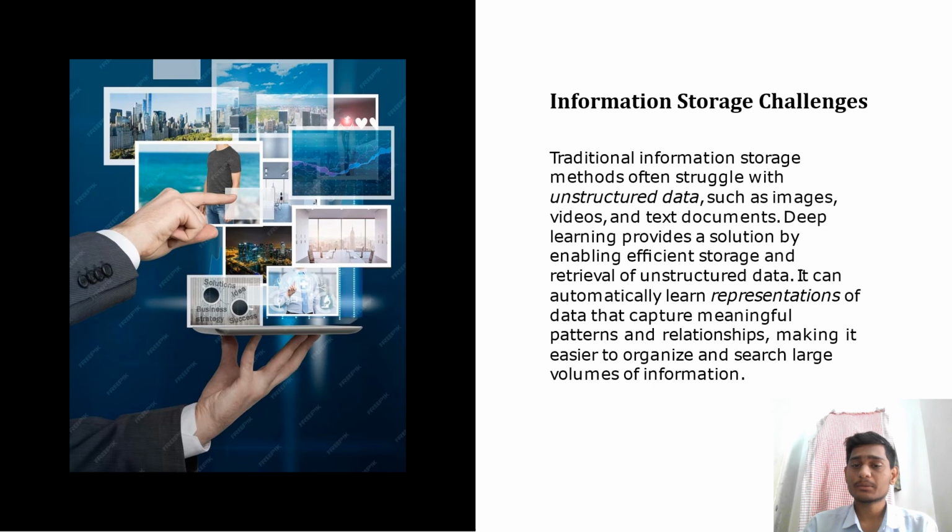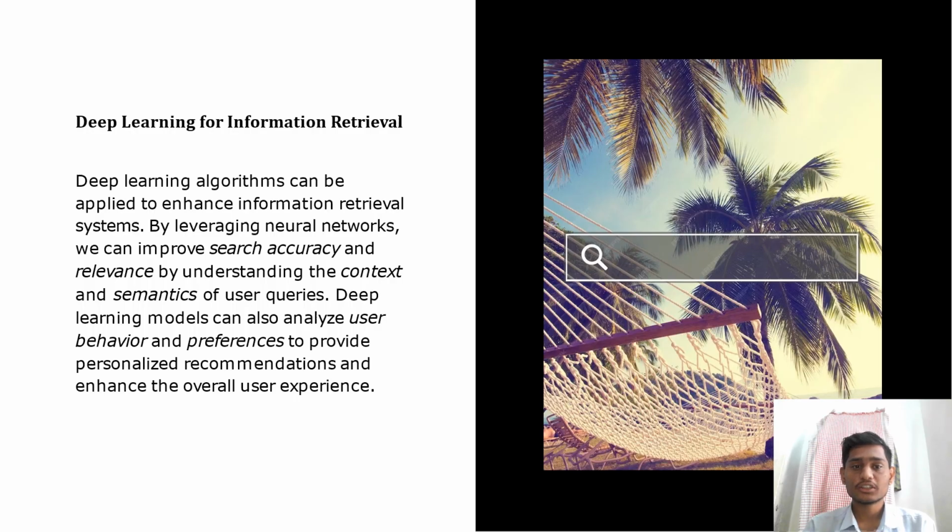The next slide represents the challenges faced by traditional methods. In traditional methods, there was a lot of struggle in maintaining unstructured data such as images, videos, and text documents. Deep learning has provided remarkable success in solving these problems by providing efficient storage and retrieval of unstructured data. It can automatically learn representations of data that capture meaningful patterns and relationships, making it easier to organize and search large volumes of information.